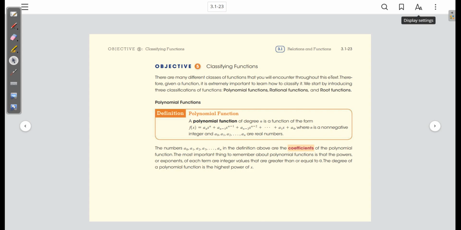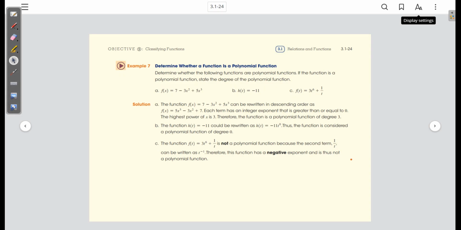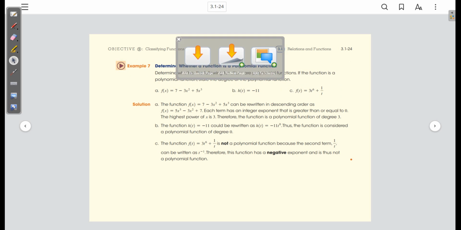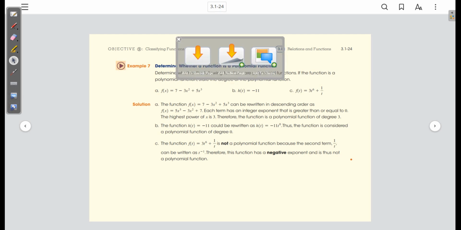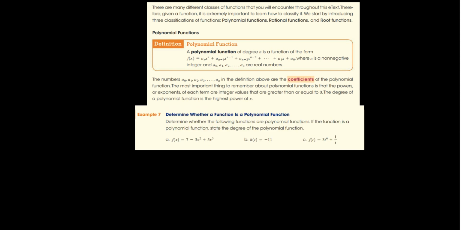I think that about sums it up. Let's just roll with an example first, because I feel like I might have been a little ambiguous when I said a negative function. So actually, maybe I can do this. I'm going to put this on the same page. Current page. Okay, so example 7, determine whether a function is a polynomial function.